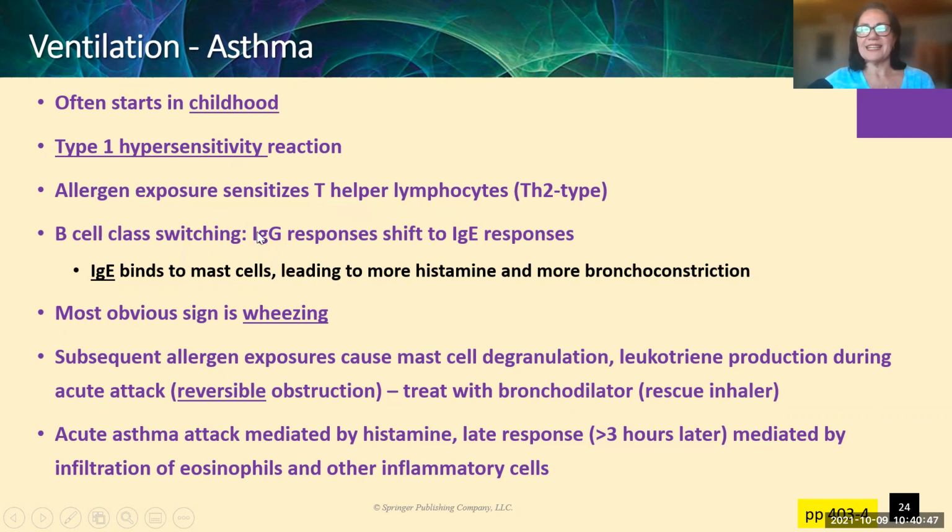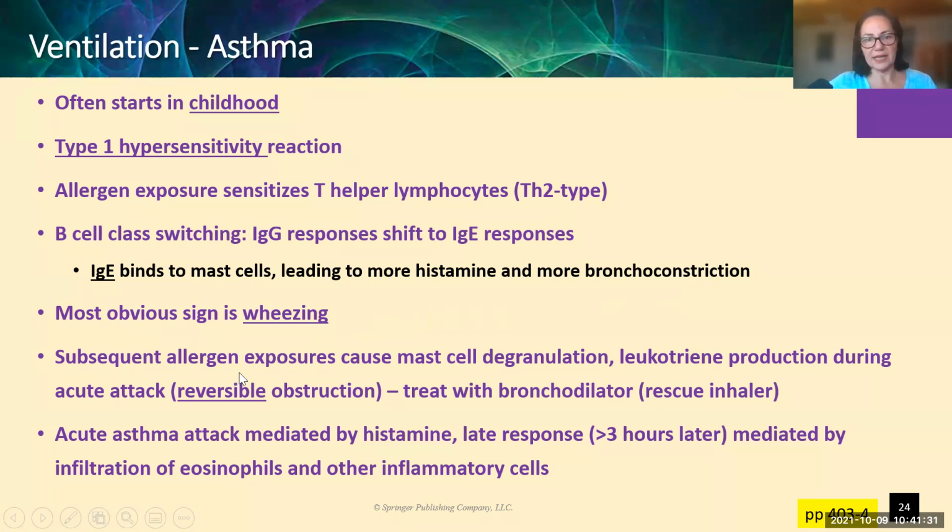Those B cells making IgG are caused to shift to making IgE, immunoglobulin E. And we know immunoglobulin E is most closely tied with either worm infections or allergic reactions. What it does is IgE binds to the mast cells. Remember, mast cells degranulate, releasing histamine, and the histamine is going to cause bronchoconstriction. So the patients present and they're wheezing. You can hear the wheezing when they're breathing in or breathing out.